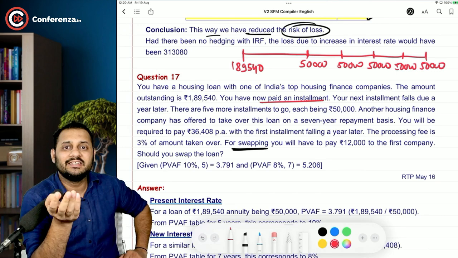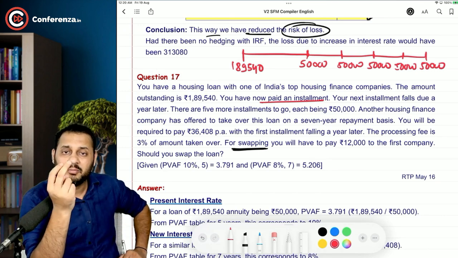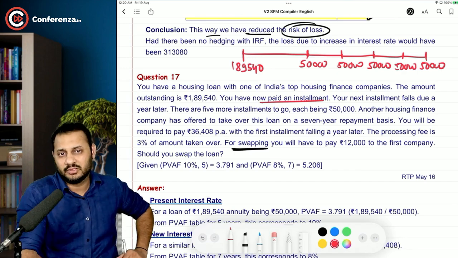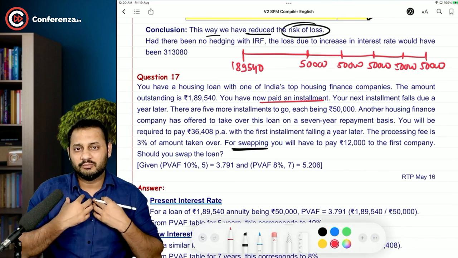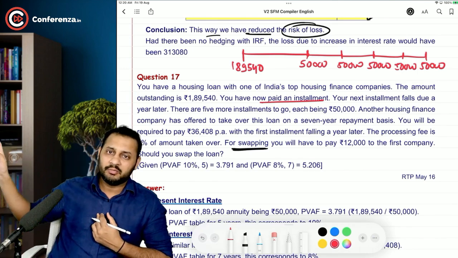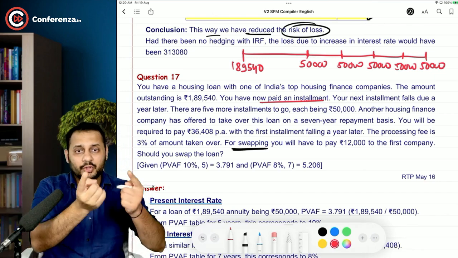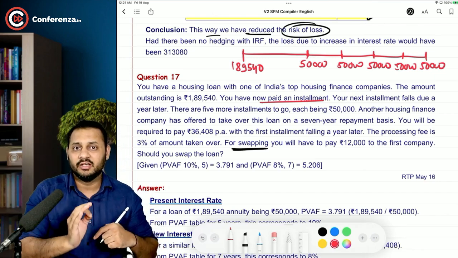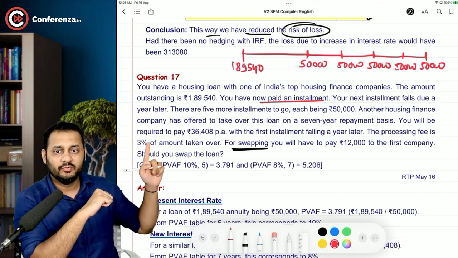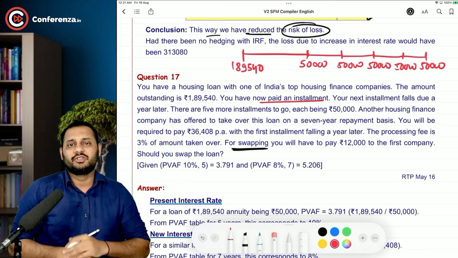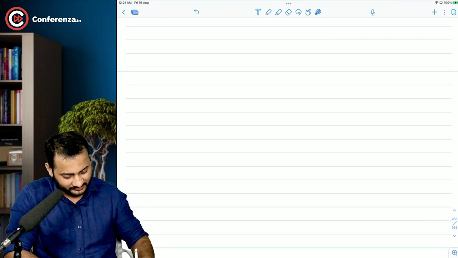So we are increasing your installments, or we can say we are increasing your duration by 2 more years for the same principal amount. So your loan of 189,540 will become our loan. We will make the payment to this bank for the next 5 years, which is 50,000. But now you pay us every year for the next 7 years, not 5, but 7 years. You will be required to pay 36,408 in this case. That's a pretty good question.